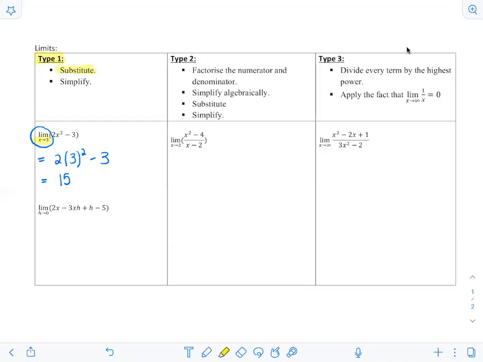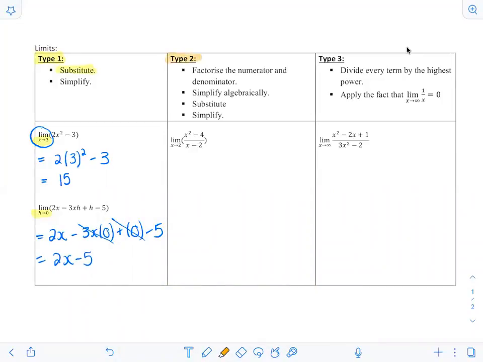The next one, it is now h approaching 0. So I'm going to substitute the 0 everywhere where I have an h. The x remains an x. I simplify. Anything times 0 is 0. So all that's left is 2x minus 5. So the answer won't necessarily be a constant value.